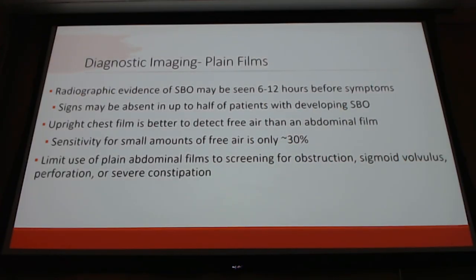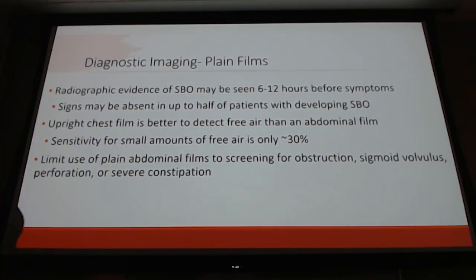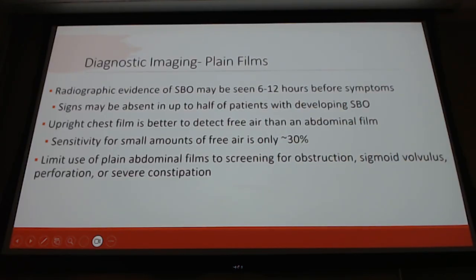Questions? That pretty much tells you what you should only be using x-ray for. Abdominal films are for obstruction, sigmoid volvulus, perforation, and severe constipation. Those are the only things that I would even consider it for. Again, ultrasound and CTs have much higher sensitivity. Plain films are for younger patients with classic signs and symptoms of constipation, which is probably number one.